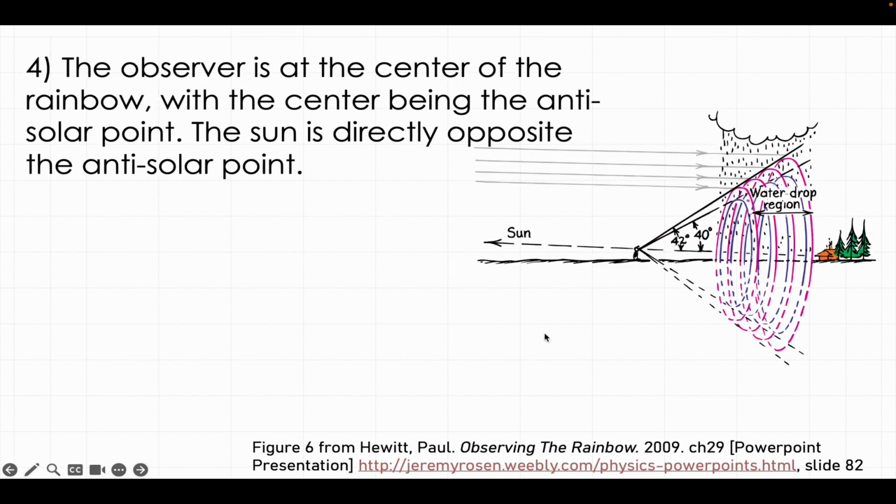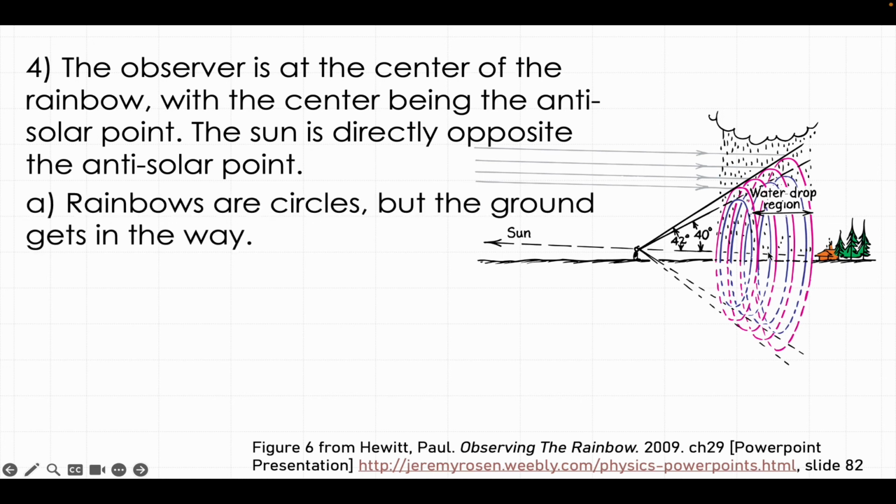Now in figure 6, we have a person drawn here as the center of the rainbow. And that's true because directly behind them is the sun, and directly in front of them is the anti-sun or anti-solar point. Now the rainbows are actually circles, it's just that there's no raindrops below ground, so you don't see the full circle.